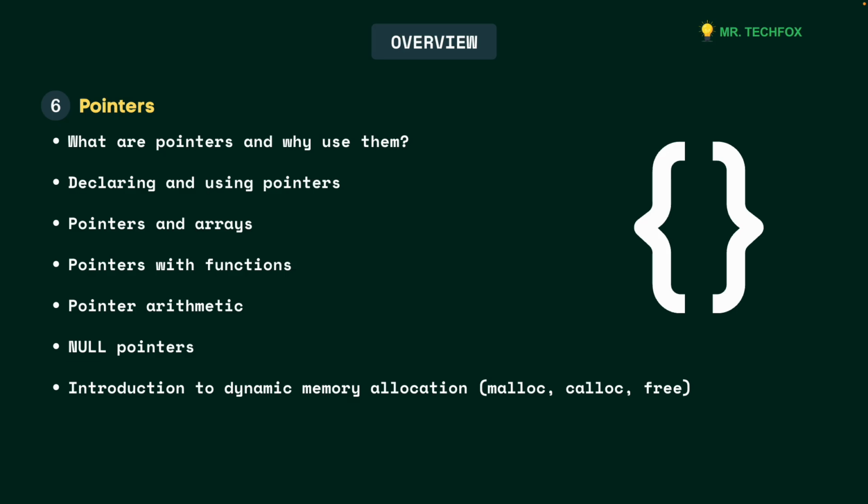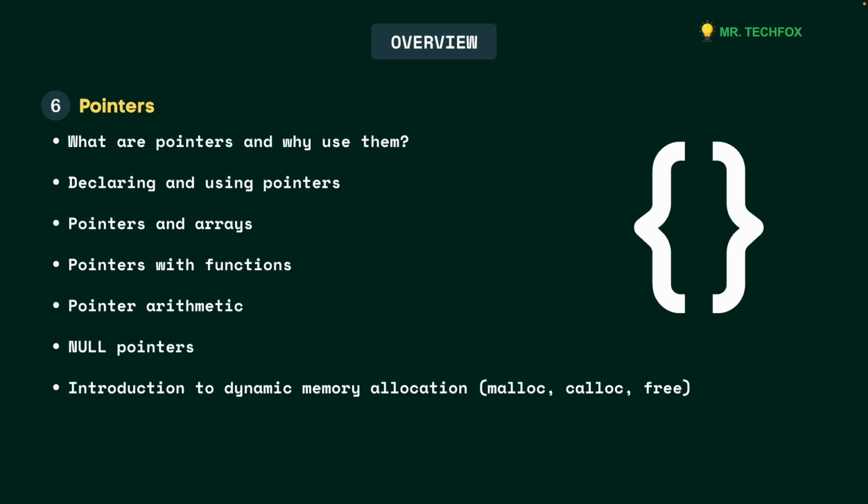Then we'll know about the relation between pointers and arrays. Arrays and pointers are closely related. We'll show you how pointers can be used with arrays to manipulate data. Then we'll know about pointer arithmetic. We'll learn how to perform arithmetic operations on pointers, which is essential for working with arrays and dynamic memory. We'll also know about null pointers. We'll understand how null pointers work and how they help in preventing errors.